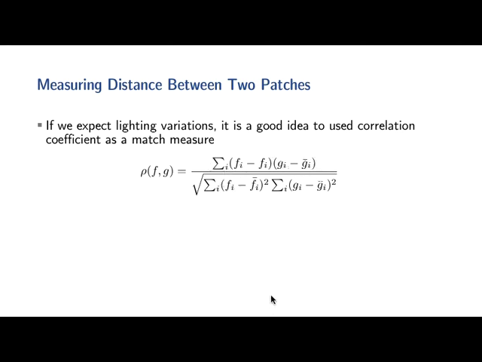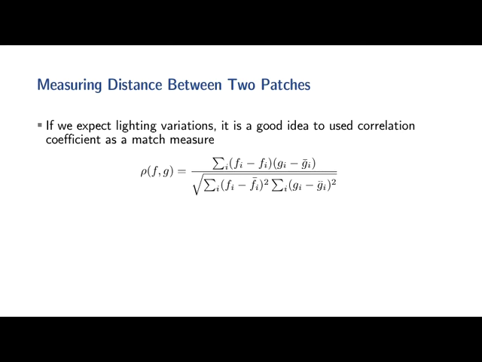F minus f bar, g minus g bar, the sum of that, which means what do I do? I take the f patch and subtract its mean from every pixel. I take the g patch and subtract its mean from every pixel. Then I take their dot product, point by point multiplication and addition. That's the dot product of the mean subtracted vectors. That's the covariance term divided by the variance of the f patch, the variance of the g patch. The denominator terms are nothing but variances. Okay? So this is the definition of correlation coefficient.